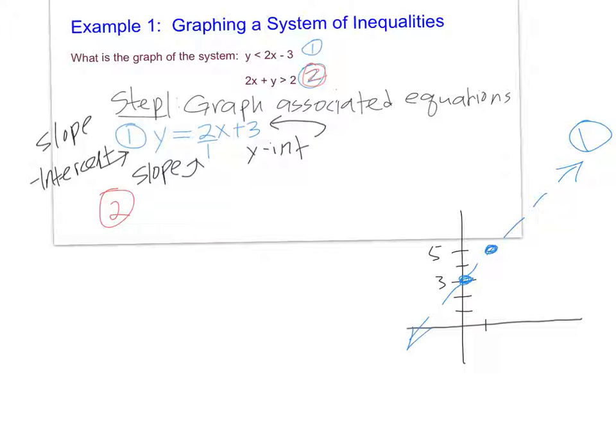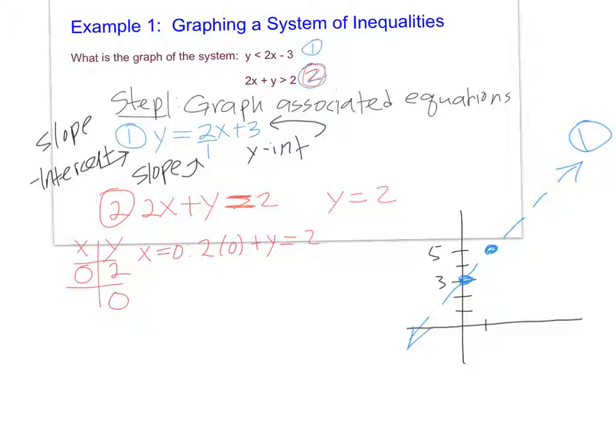For number 2, we have 2x plus y greater than 2. Since that's in standard form, I will use the tic-tac-toe method. Substituting x equals 0 into the equation 2x plus y equals 2: 2 times 0 is 0, and 0 plus y is just y, so I have y equals 2, and that's my y-intercept.